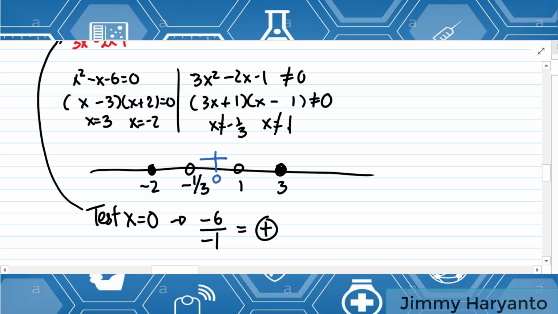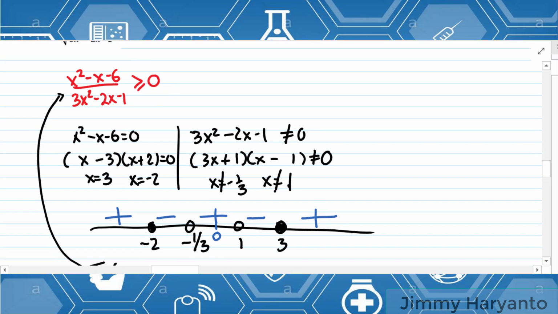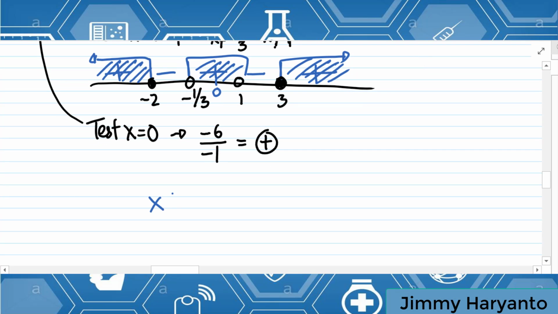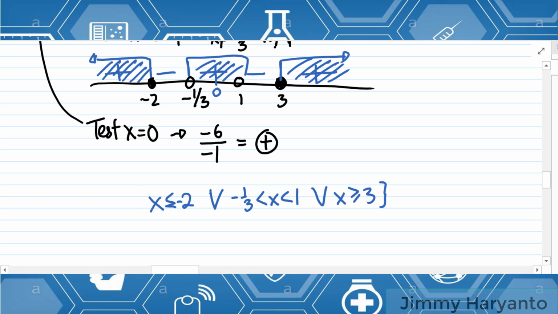It will be positive. Move into negative, move again positive, move again negative, move again positive. You will have to shade the positive one because it is greater than or equal to 0. So you have to shade this one and that one. So the result will be x less than or equal to negative 2, or negative 1 over 3 less than x less than 1, or x greater than or equal to 3, like that.